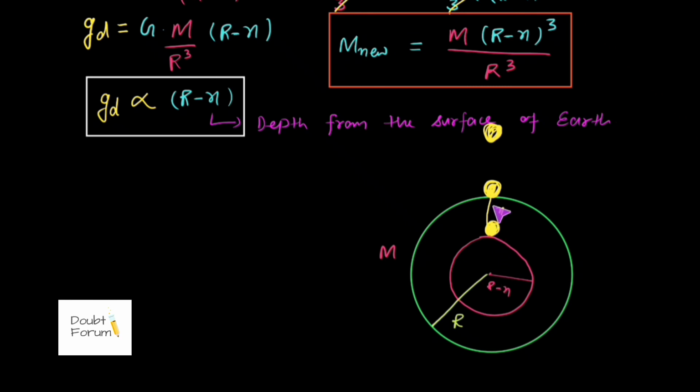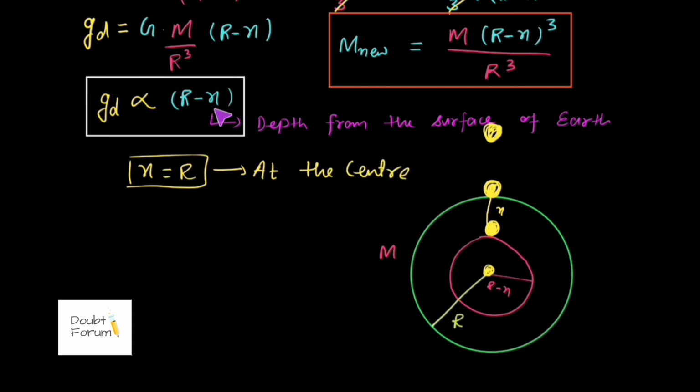So from here we can see that as we keep going inside the Earth, the value of x will increase, and when this object reaches the center of the Earth, the value of x will become equal to r, because when this object is in the center, the depth from the surface will be equal to the radius of Earth. So the value of x will become r. What will happen at the center of the Earth? If we put the value of x as r in this equation, this term will become 0. So the value of acceleration due to gravity in the center of Earth would be 0.